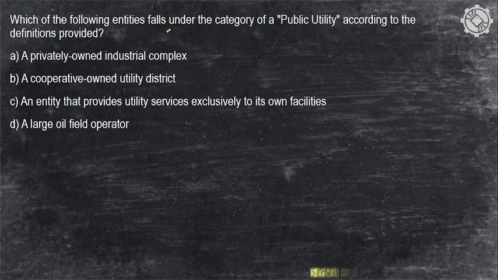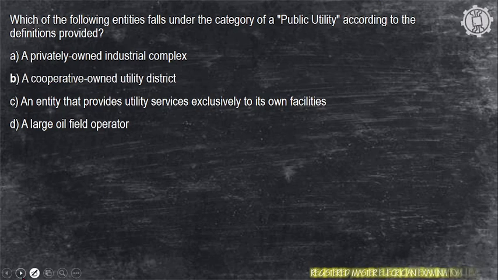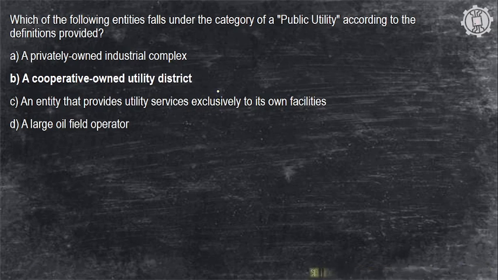Which of the following entities falls under the category of a public utility according to the definitions provided? So public po yung tanong, hindi po private. Okay, the correct answer is public utility, letter B, no? Cooperative owned utility district, no?